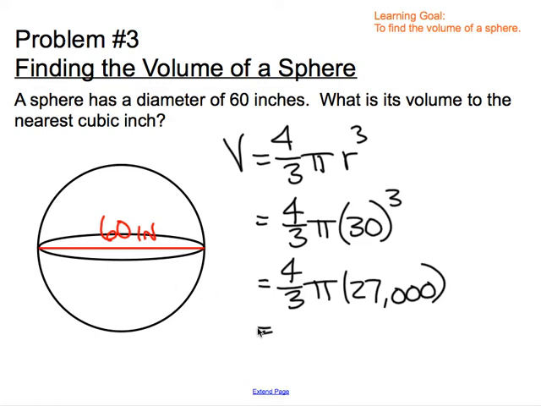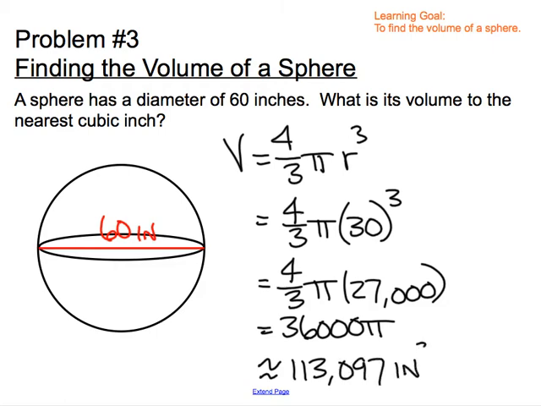So we get that this is 36,000 times pi. Now, to the nearest cubic inch, we multiply that by pi, and we find that this is approximately 113,097 cubic inches.